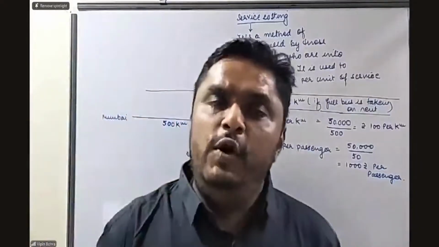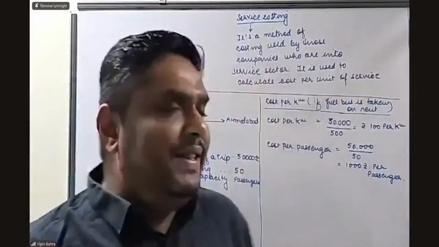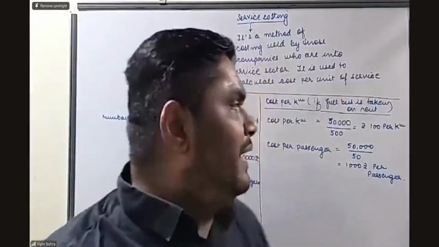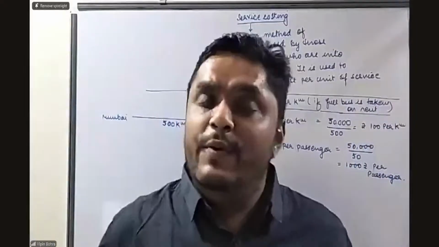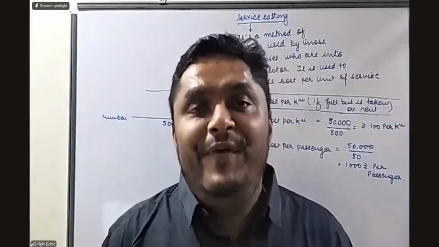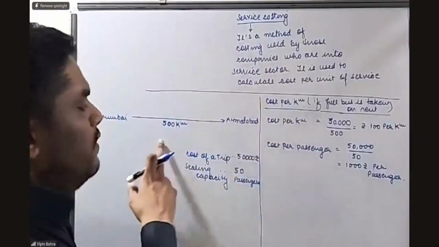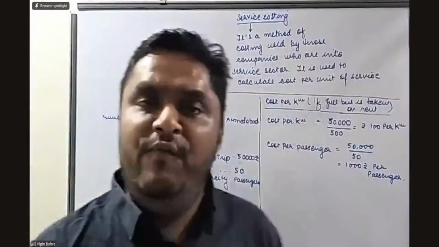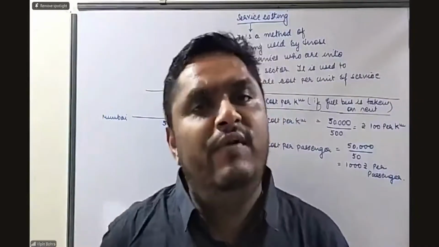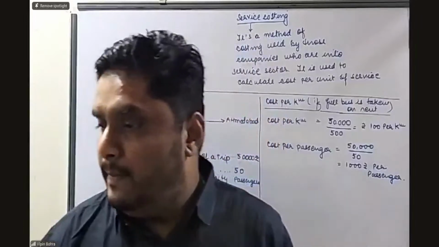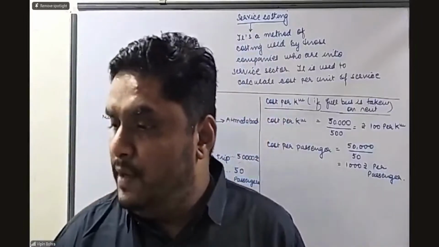So if I want a full bus on hire, very simple, they will be quoting the fare per kilometer, that is rupees 100 per kilometer. Suppose I am a simple passenger, how much fare will be charged? 50,000 is the cost of the trip divided by the number of passengers traveling, which is 50. So straight away the fare is 1,000 per kilometer. Sorry, 1,000 per passenger.